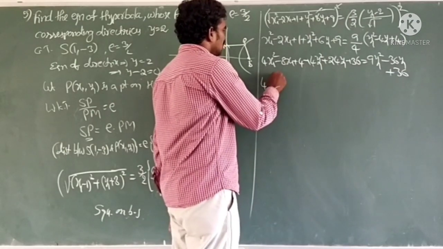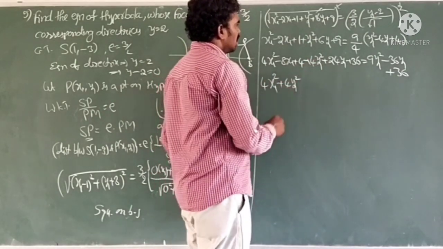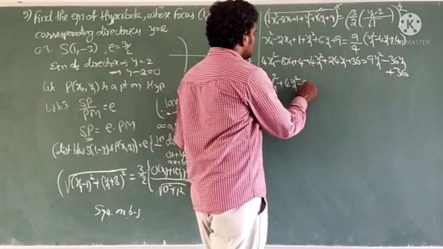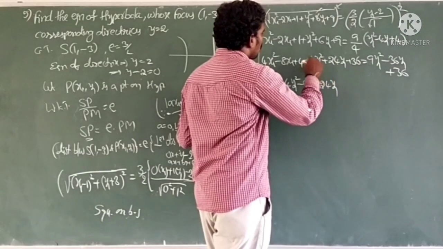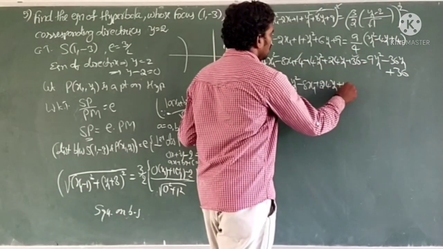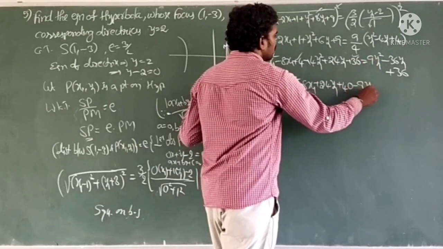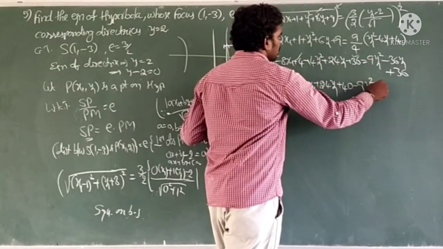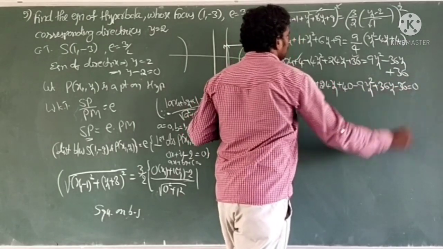First, left hand side 4x1 square plus 4y1 square. Next, x terms minus 8x1, y terms 24y1, and the constant 4 plus 36 is 40. And bring 9y1 square to the left side, minus 9y1 square, and minus 36y1 on the left side, minus 36 is equal to 0.